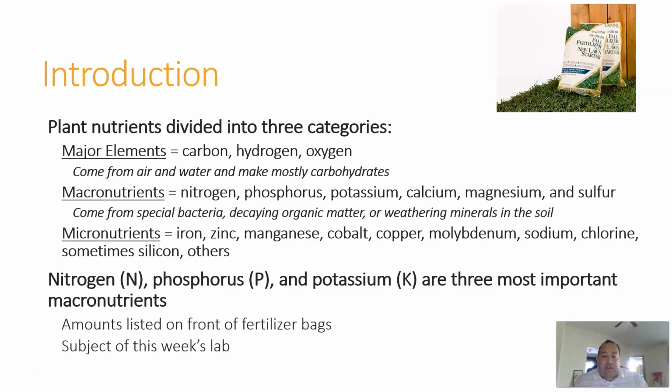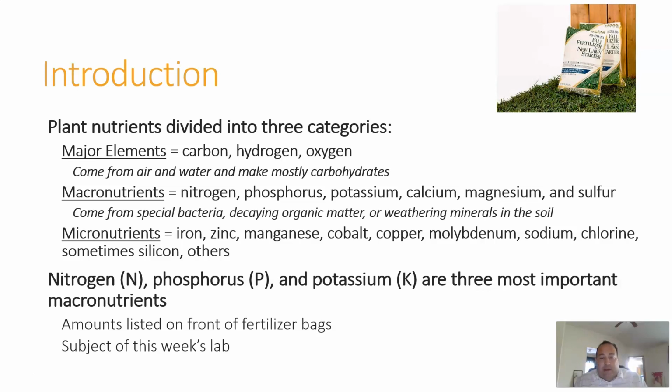And then you have your macronutrients, and that's where we're going to focus our attention today. So macronutrients, the three big ones: nitrogen, phosphorus, potassium. Then you also have calcium, magnesium, and sulfur. And these come from special bacteria. They come from decaying organic matter. They can come from material or minerals weathering in the soil.